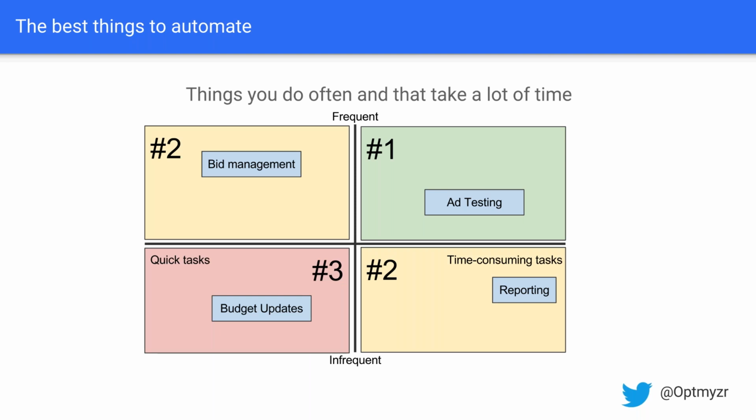infrequent. Actually, at Optmyzr, one of our most popular automations is for budget management, and that is probably because a lot of agencies are much more active managing budgets. I myself am managing budgets for my own Optmyzr PPC campaign. So again, this is just an example. Make sure you put your boxes in the right places, and then that will guide what you should optimize first.